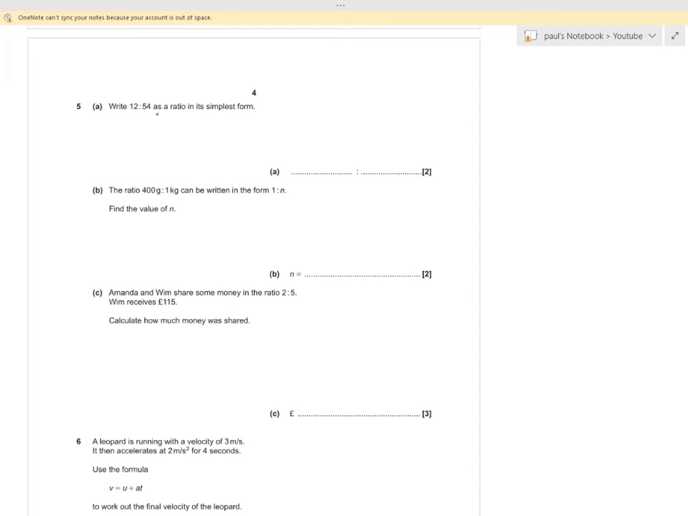Write 12 to 54 in the simplest form. Right, okay, so 12 to 54. They're both even, so I'm going to divide by 2. So it gives me 6 to 27. Can I divide by 3? Yeah, maybe I can, because 3 9s are 27. So that will be 2, and 27 divided by 3 is 9. So I'll get 2 to 9. This is the smallest I can go.